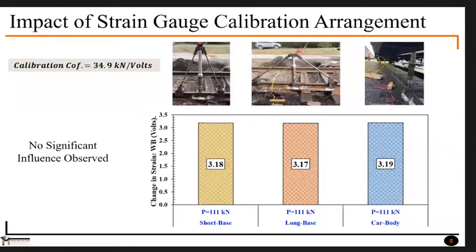First we check how our A-frame condition that we mentioned before is performing. We apply a certain amount of load, which is 111 kilonewton, and we track the strain output, which is differential shear strain in terms of voltage. We find that in all three cases, no matter which configuration we are using, the voltage variation is almost constant, meaning similar. So we came to the conclusion that no matter what type of A-frame we are using, it is giving us the same output.